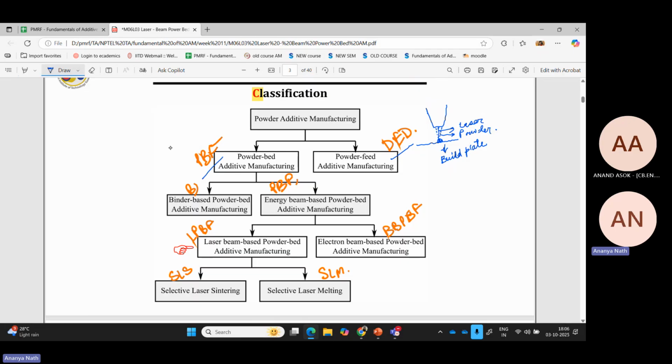But in case of powder bed, the scenario is a little different. Powder bed means nothing but a substrate, which is the build plate. Onto the build plate, one layer of powder will be spread. Spread by how? Spread by a recoater. A recoater is nothing but a blade or a roller or some mechanism through which you can finely and uniformly spread one layer of fine or thin powder onto the build plate. So this is my powder bed.